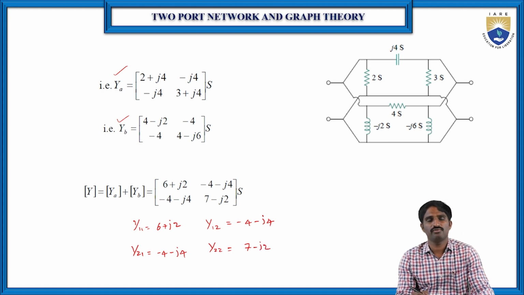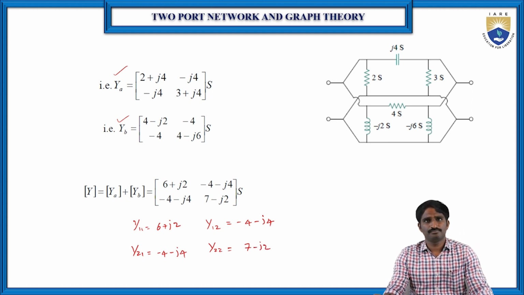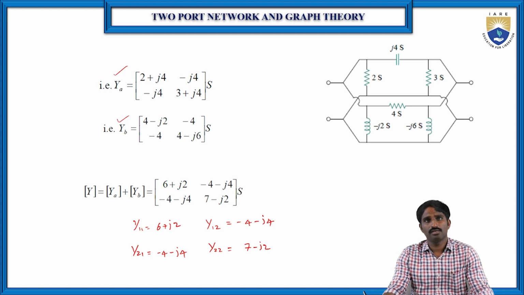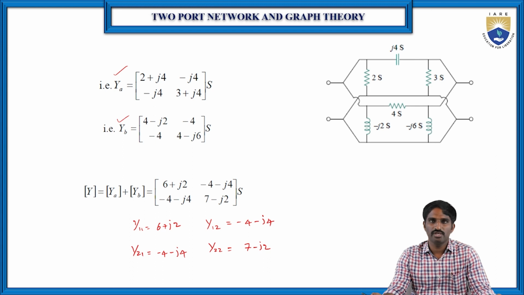So in this way you can find the two-port network parameters for the resultant circuit when two or more networks are connected in parallel. In the same way, you can also find them when two or more networks are connected in series and in the cascade connection, right? So this is all about the interconnection of various two-port networks.